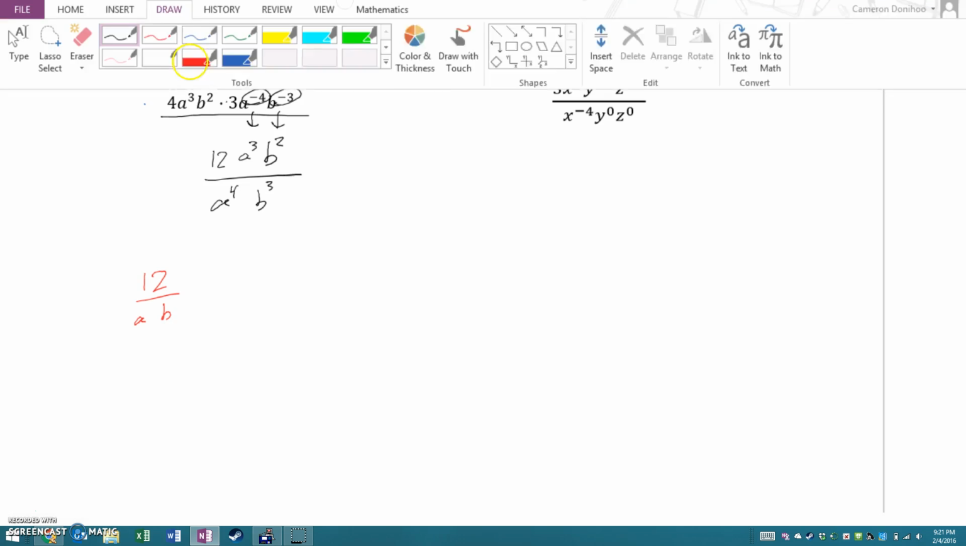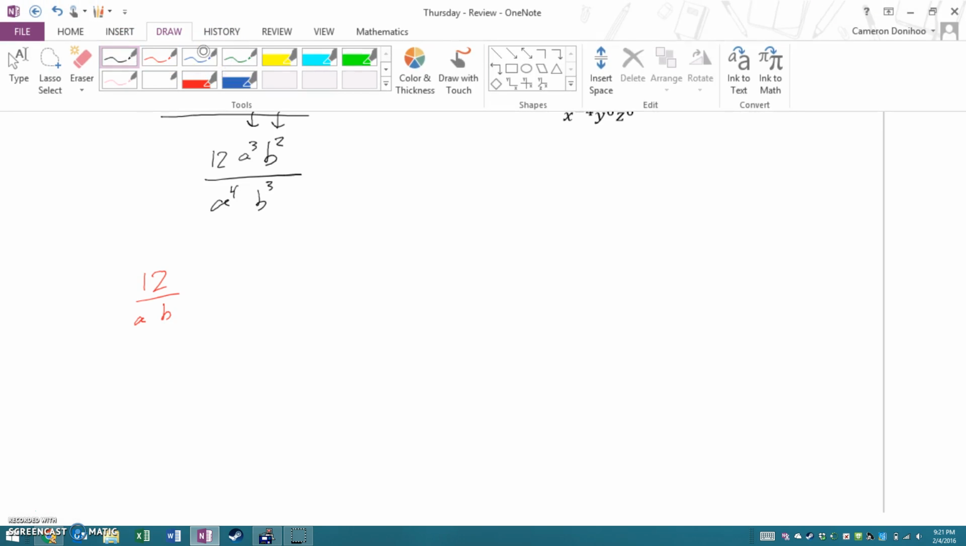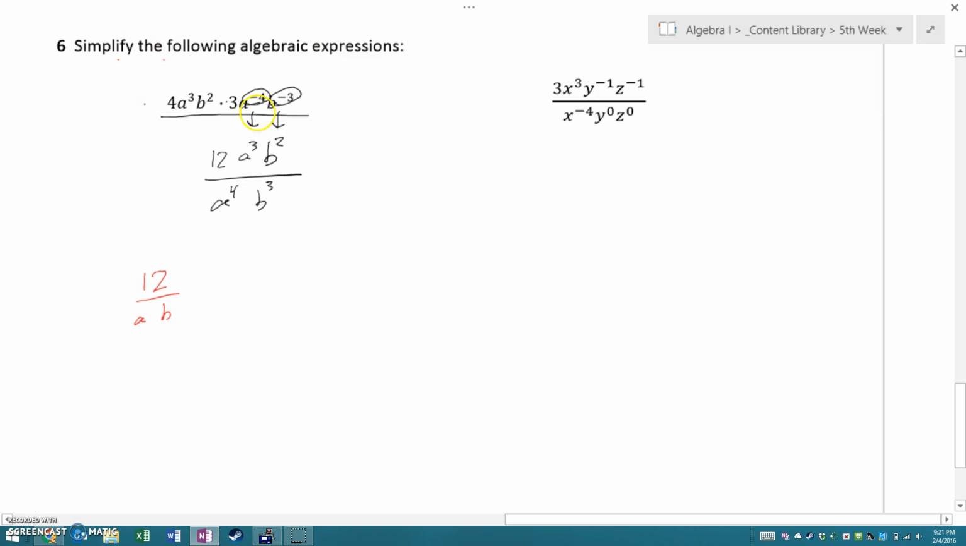Now what I'm going to do is, looking at each of the exponents, I know that there are 3 here and 4 here. Well, I can eliminate all 3 of those and just take away 3 from there and leave 1. Same with the b's. I can eliminate 2 b's and take 2 away from here and leave 1, which means I'd still have 12 over an a and a b. Either way, you get the same answer, but you have to know how to use a negative exponent.